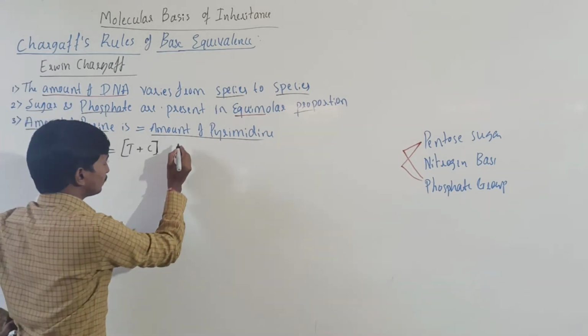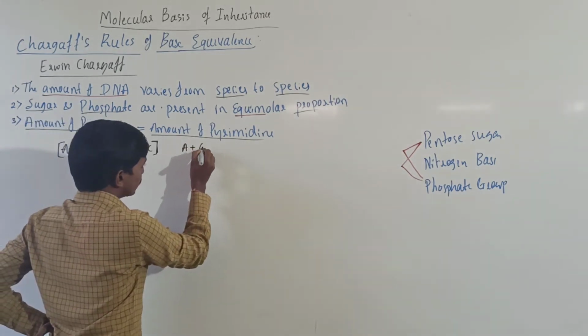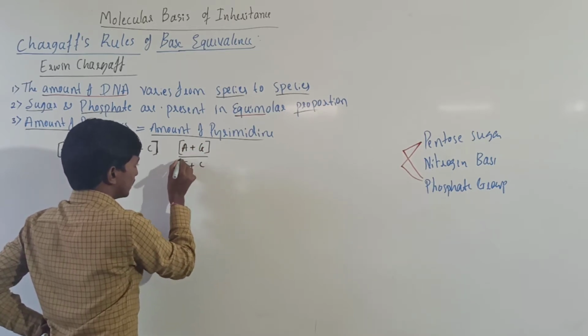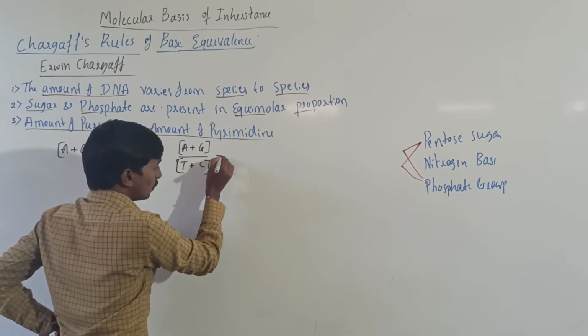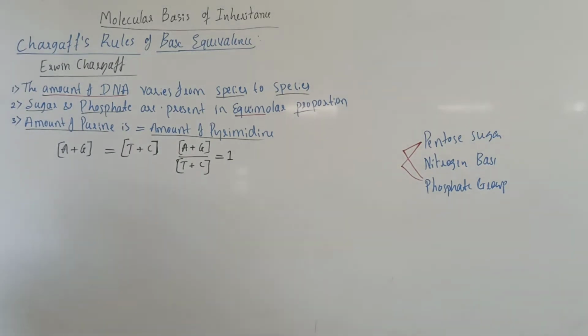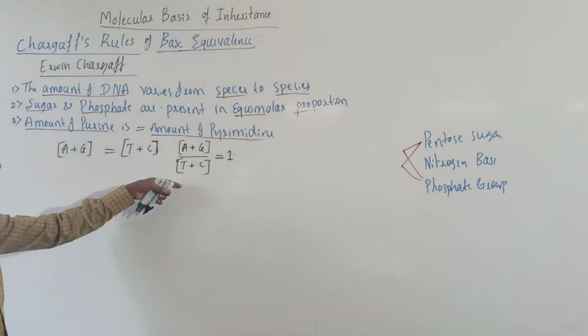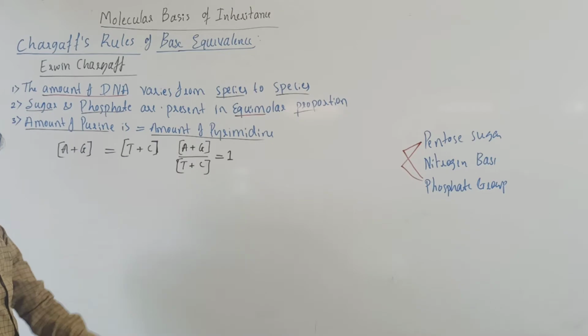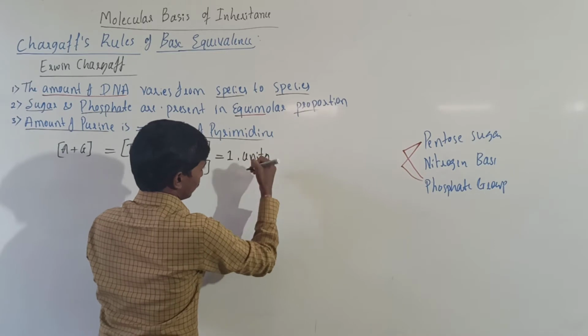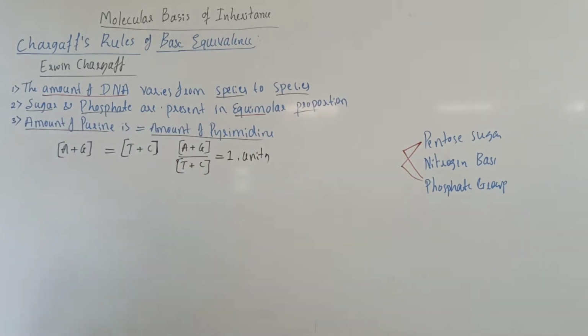Or we can also write it like A plus G divided by T plus C is always equal to 1. Okay. So the amount is always equal, purine as well as pyrimidine. So when we divide the amount of purine by the amount of pyrimidine, it always gives 1 or unity. Right. That is one of the rules. Next rule, fourth rule.